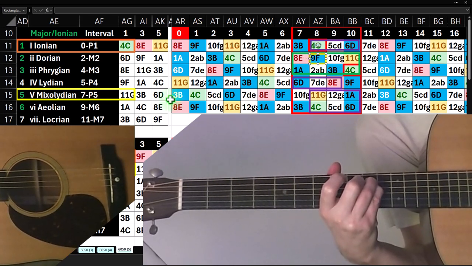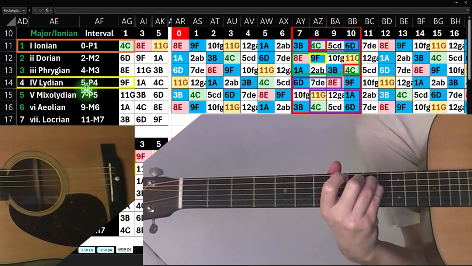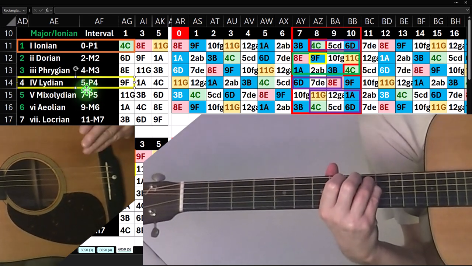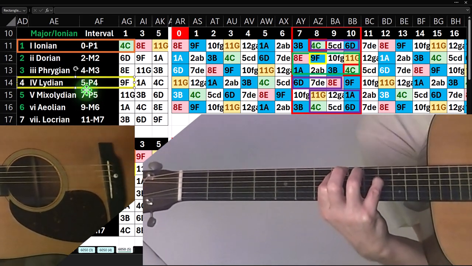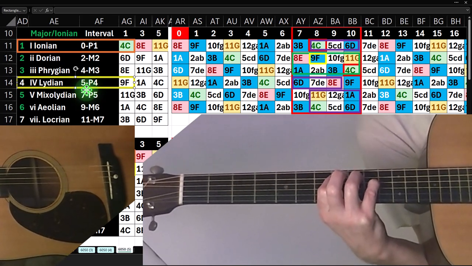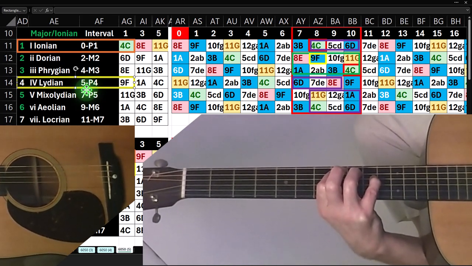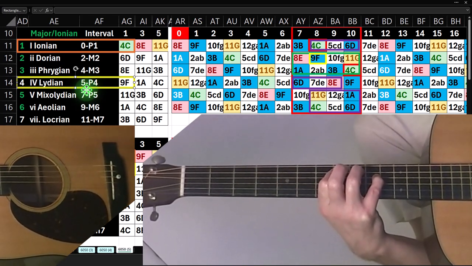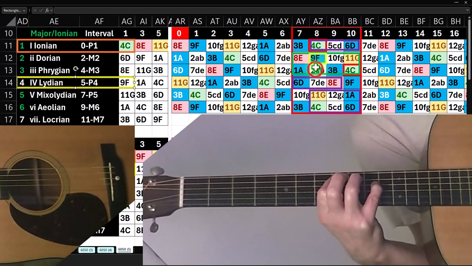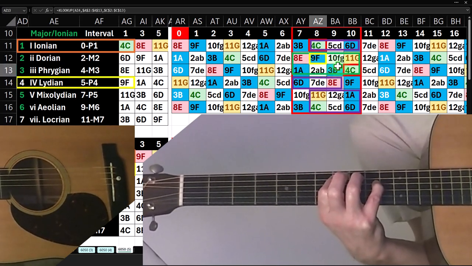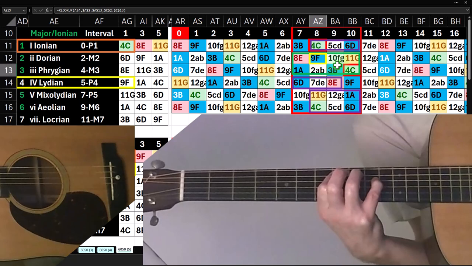Let's go back to the fourth. Going back to the fourth, we know that the fourth is going to be a 5 note away perfect fourth, because that's what it is on a major scale. How do I know that? Because if I went from the F counting this way, it would be 5, 6, 7. 12 minus 7 is 5, a 5 note away perfect fourth.